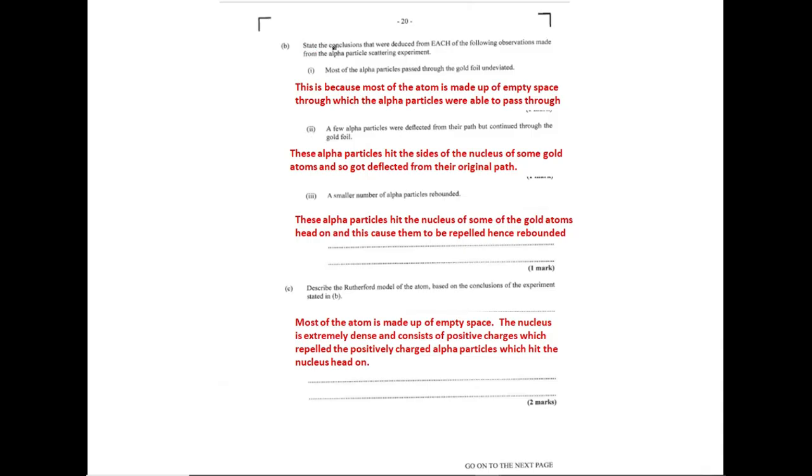So it says, state the conclusions that were deduced from each of the following observations made from the alpha particle scattering experiment. Most of the alpha particles pass through the gold foil undeviated. This happened because most of the atom is made up of empty space. Most of the atoms that make up the gold foil are made up of empty space through which alpha particles are able to pass through. Then, explain how a few alpha particles were deflected from their path but continued through the gold foil.